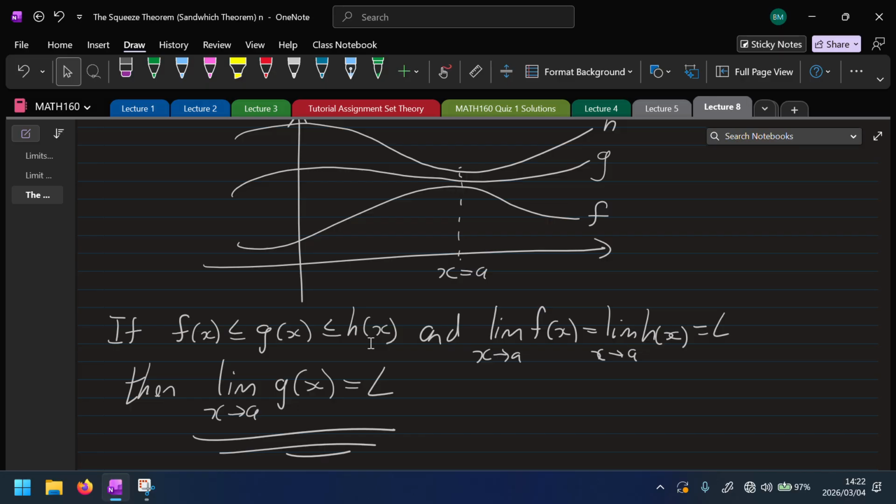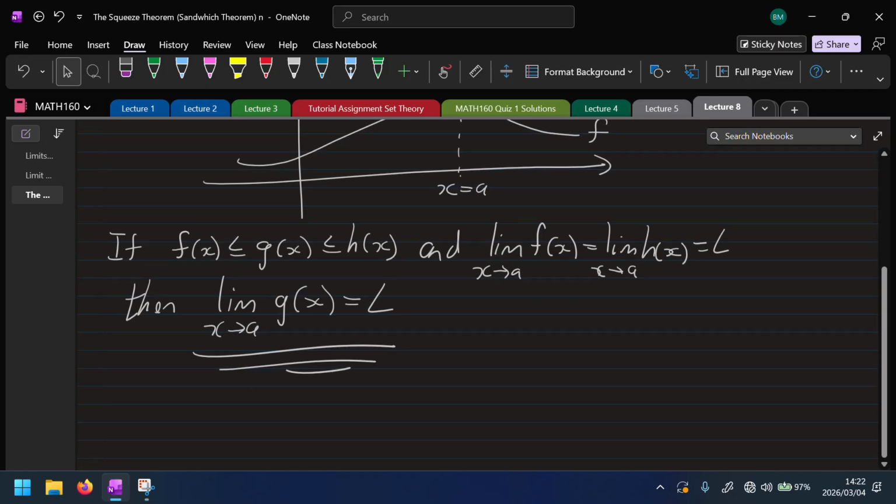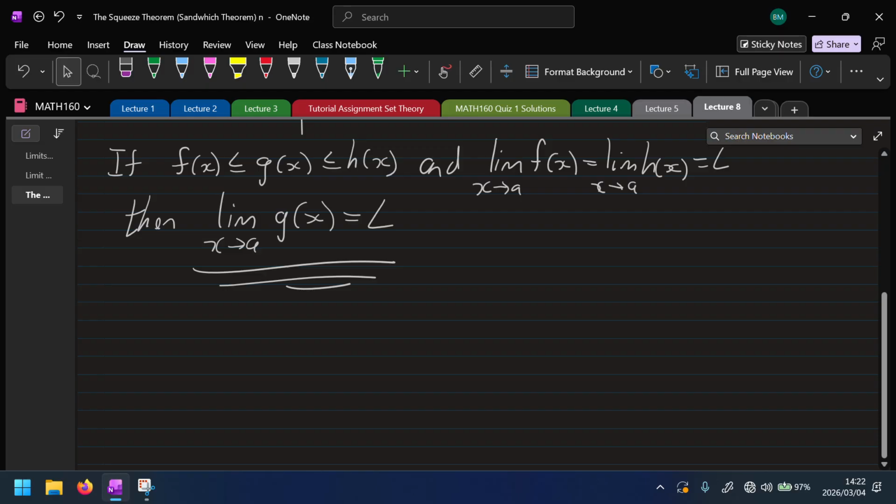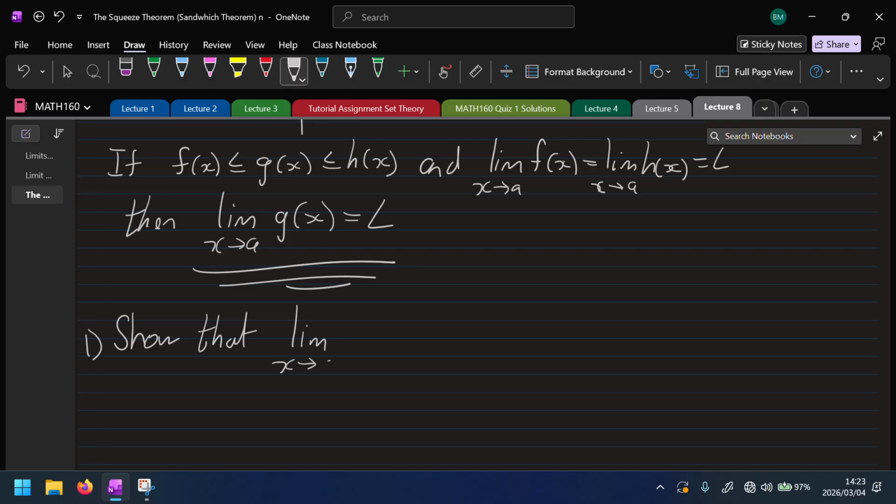Okay, let's have a look at an example. So we'll have a look at two examples. One is not so bad, the other one is very geometric. So I hope you remember your circle geometry from last year. Okay, if you don't, please catch up in the next 10 minutes or so. Okay, so example number 1, show that the limit as x goes to 0 of x squared sine 1 over x is equal to 0.